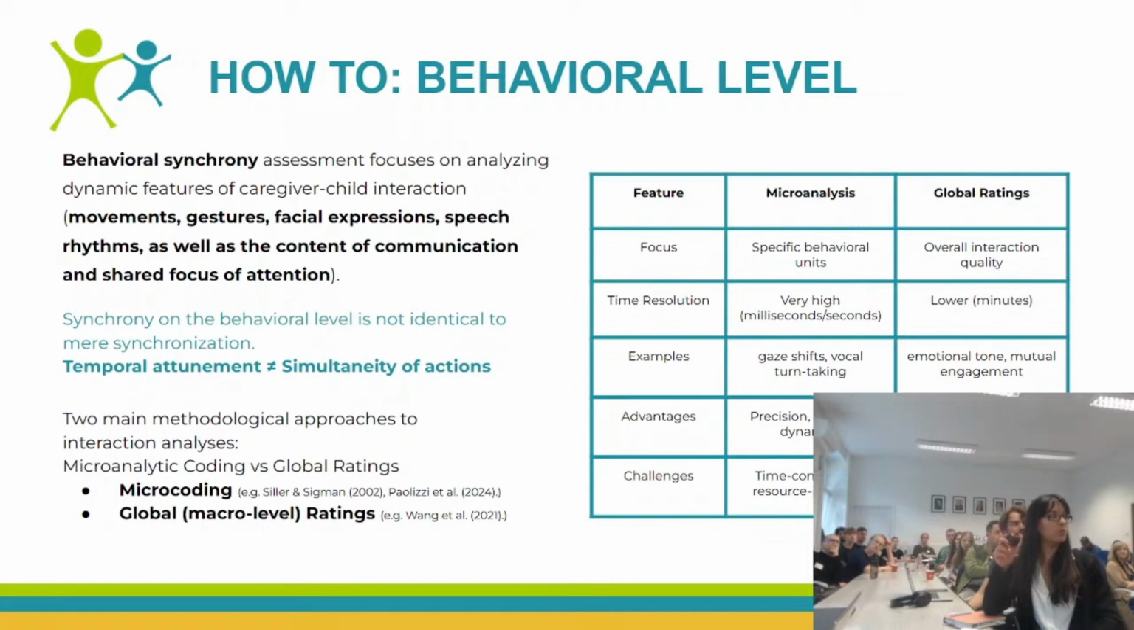So today we had an example of microanalytic coding, which involves coding specific behaviors like gaze shifts, gestures, vocal turns, frame by frame or second by second or even by event. And we also have global or macro level ratings. It involves making broader judgments about interaction quality over a longer stretch of time, focusing on aspects like emotional tone or mutual engagement. So this approach is more efficient, but it's less detailed.